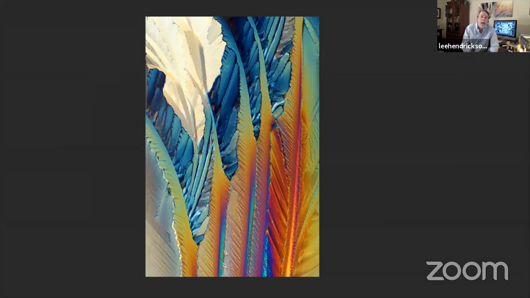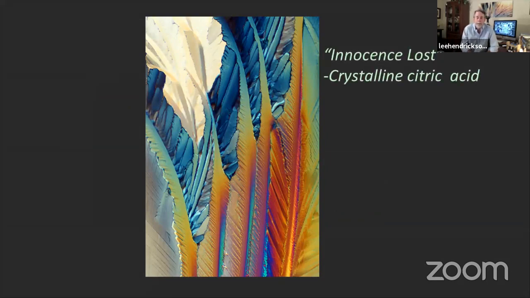So another citric acid crystal, you can see they're always going to be different. I can never repeat anything. This one's called Innocence Lost. You can see here a good example of how nature creates patterns that we're familiar with on the microscopic scale, as well as on the macro scale.